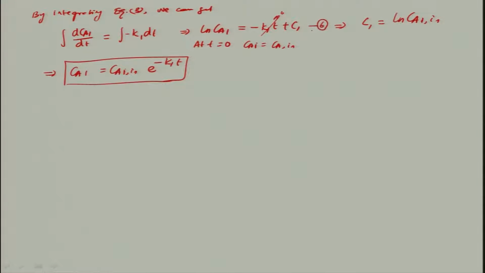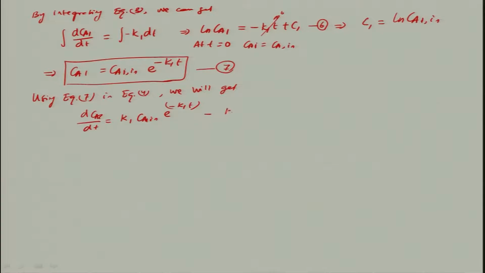If I take this as 6, this will be 7. And what we will do, we will use equation 7 in equation 4, and we will get dCA2 by dt is K1 CA1 in, this is A1 e to the power minus K1 T, minus K2 CA2. This we want to solve.